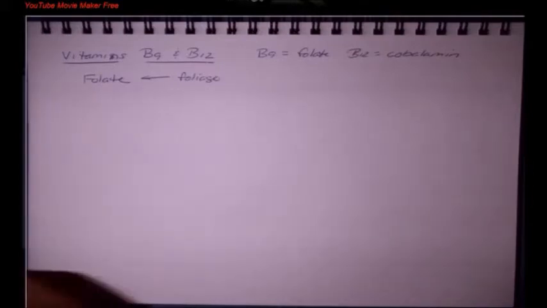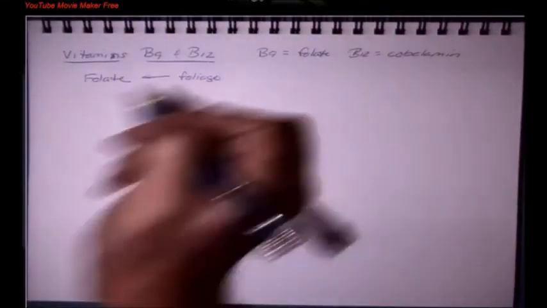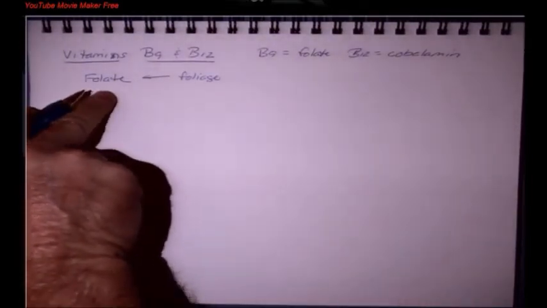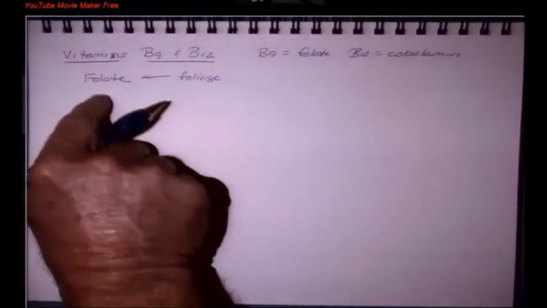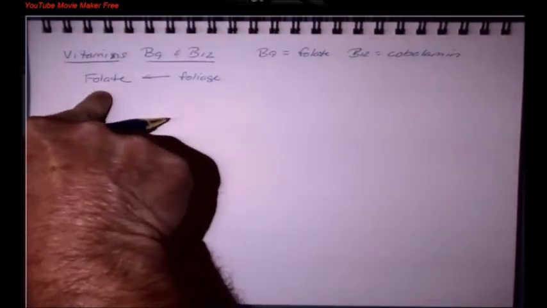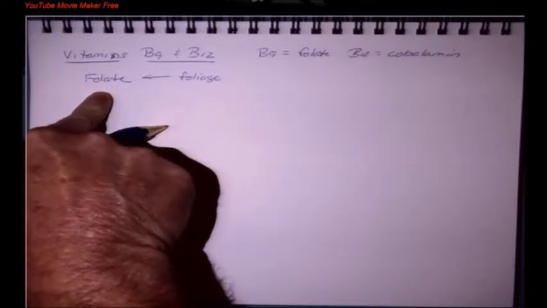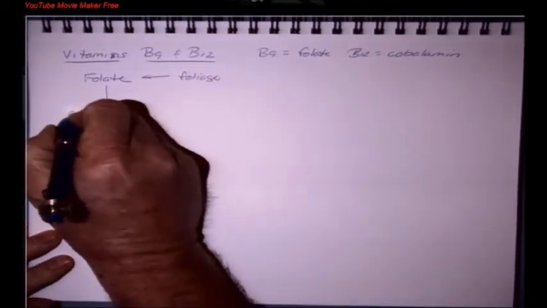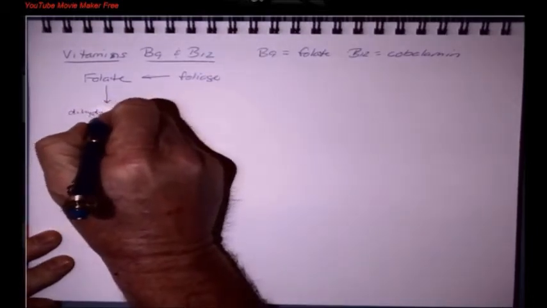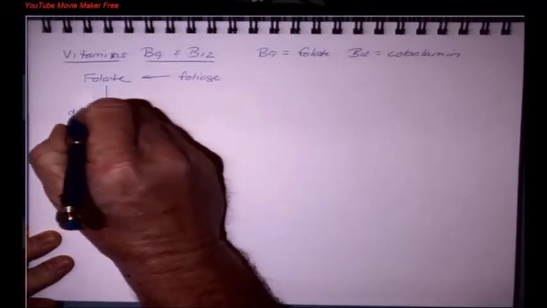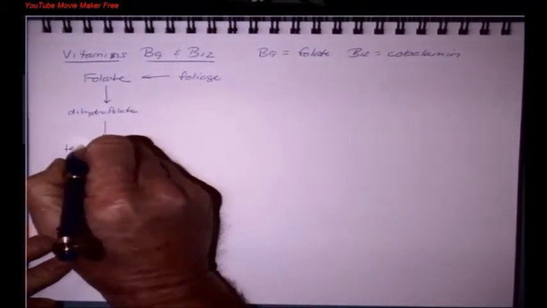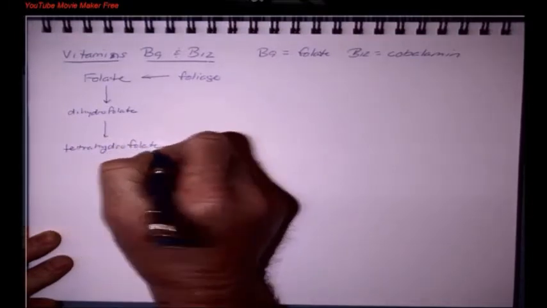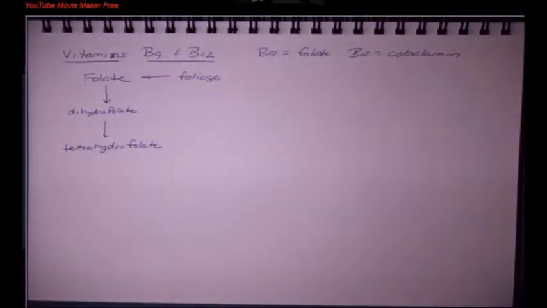So folate, we take up folate from our gut. We have receptors that can bind and internalize folate. We bring it inside the body. Folate is not useful to us. There's nothing about folate that we can work with. So we have to convert the folate in two steps, to dihydrofolate and then to tetrahydrofolate. Okay? So it's a two-step redox reaction.